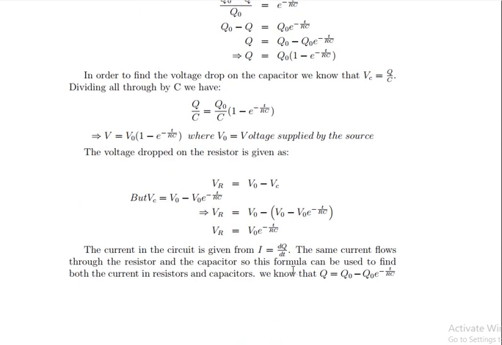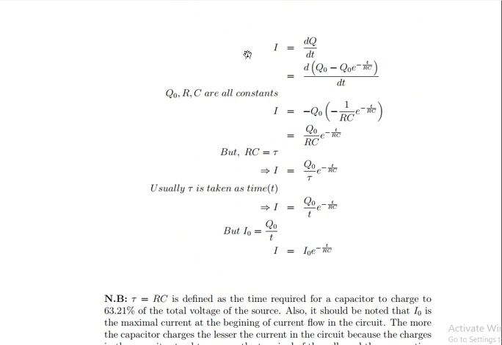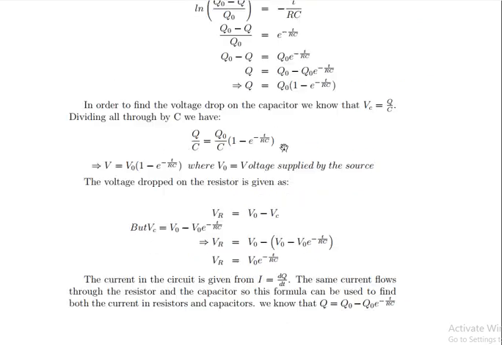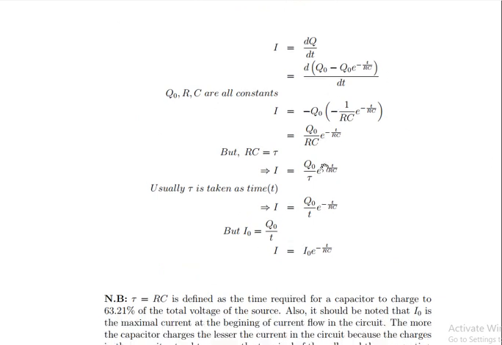Now the voltage on the resistor is going to be the total voltage, which is V0 minus Vc. So when you do V0 minus this formula here, we have V0 e raised to the power negative t over RC. Now the current is given by a differentiation. We need to know that current is equal to dq over dt. So if I differentiate this formula, I get I is equal to Q0 over RC e raised to the power negative t over RC.